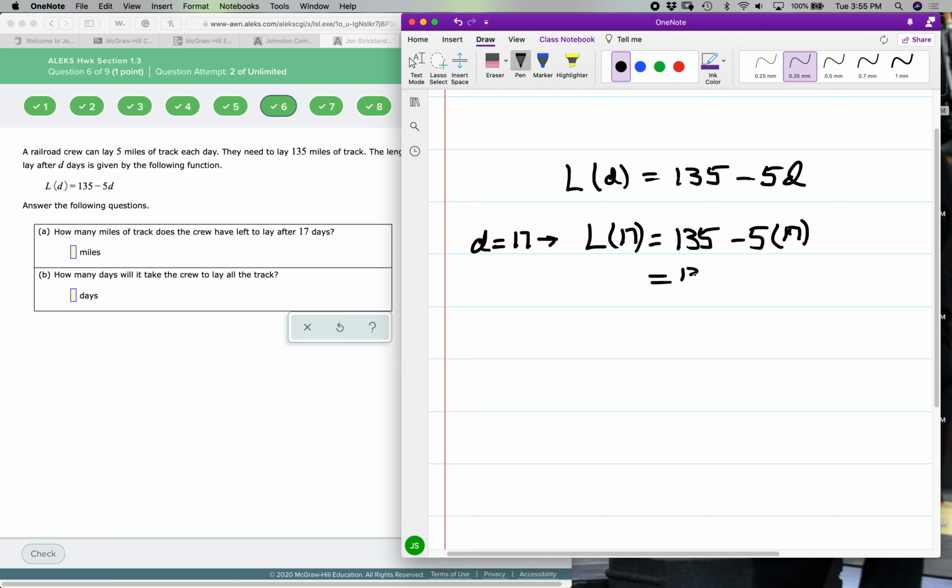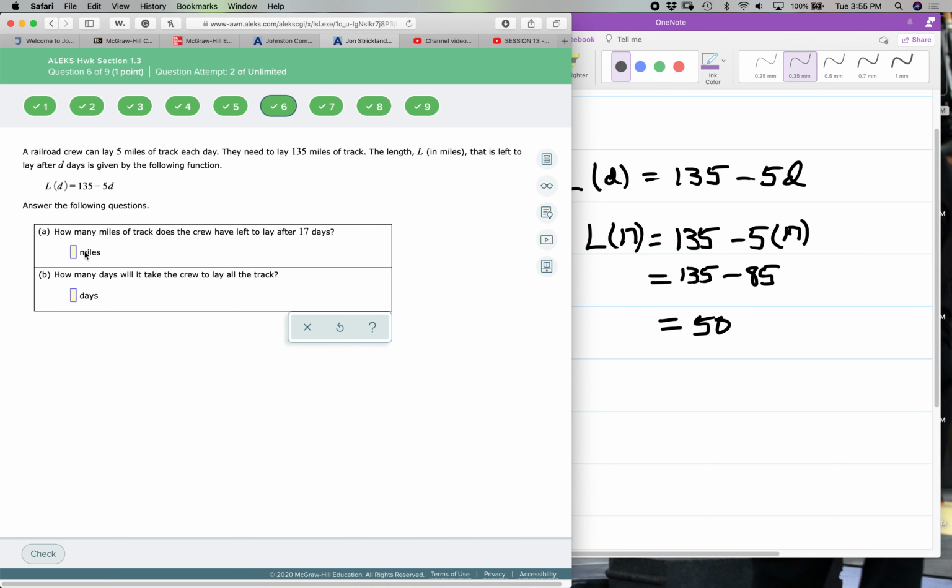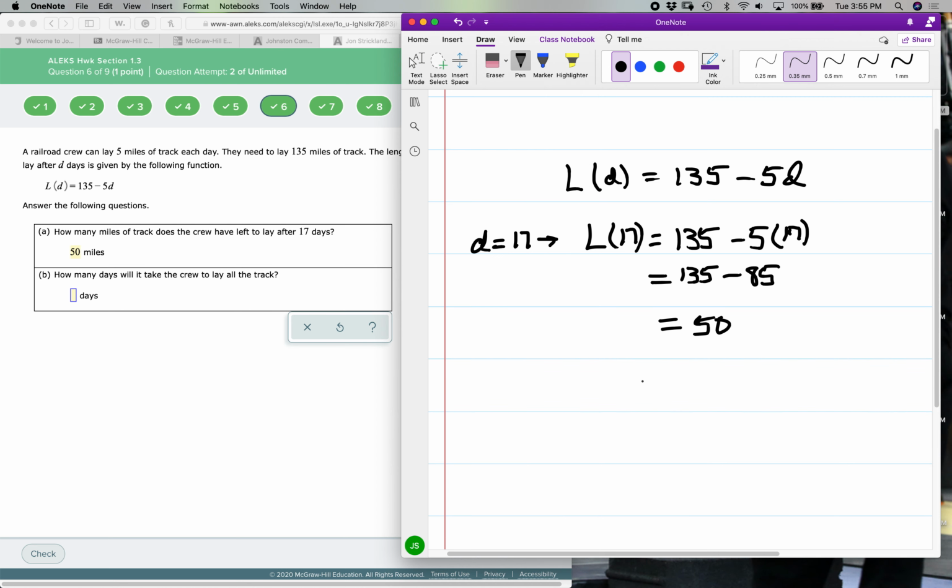What we're going to have left over is 135 minus 5 times 17. 5 times 17 is 85, so 135 minus 85, and this will be 50. So for part A, there are going to be 50 miles remaining. And next, in terms of how many days it would take the crew to lay all the track.